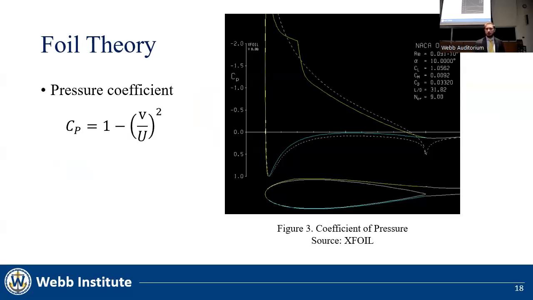The pressure coefficient can be calculated along the body of a foil using the equation on the left, and is characterized by using the velocities u, the free stream, and v, the tangential. The graph from X-foil on the right depicts the pressure coefficient values along the body of a foil when the angle of attack is at 10 degrees.